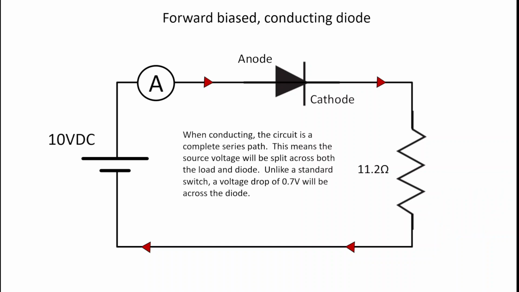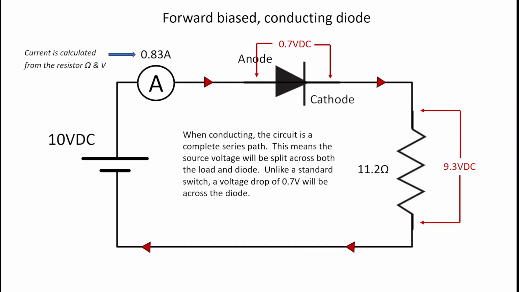Now, in conducting, the circuit is a complete series path. This means source voltage will split across both the load and the diode. Unlike a standard switch, the voltage drop of 0.7 will be across the diode. So we can see here on a 10 volt source, 9.3 is across the 11.2 ohm resistor. The current is then calculated using Ohm's law through the load and the voltage across it. So 9.3 divided by 11.2 gives me 0.83 amps that would flow throughout the circuit.